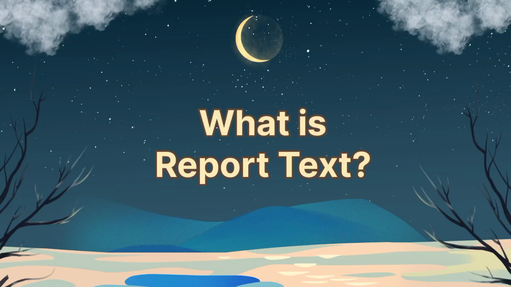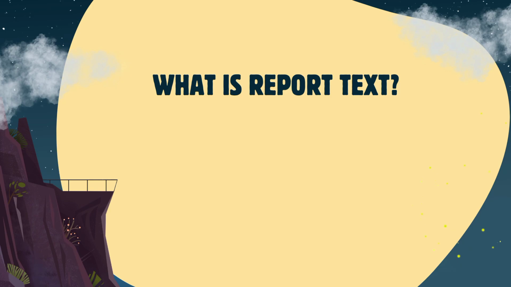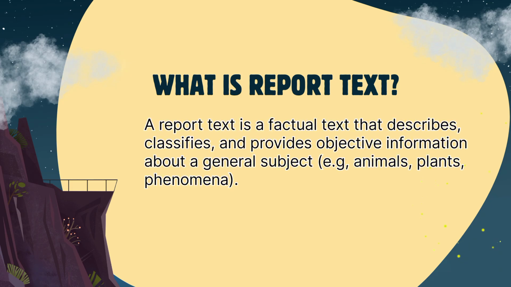So, what is report text? A report text is a factual text that describes, classifies, and provides objective information about a general subject. For example, animals, plants, phenomena. Before we learn more about report texts, let's look at an example.